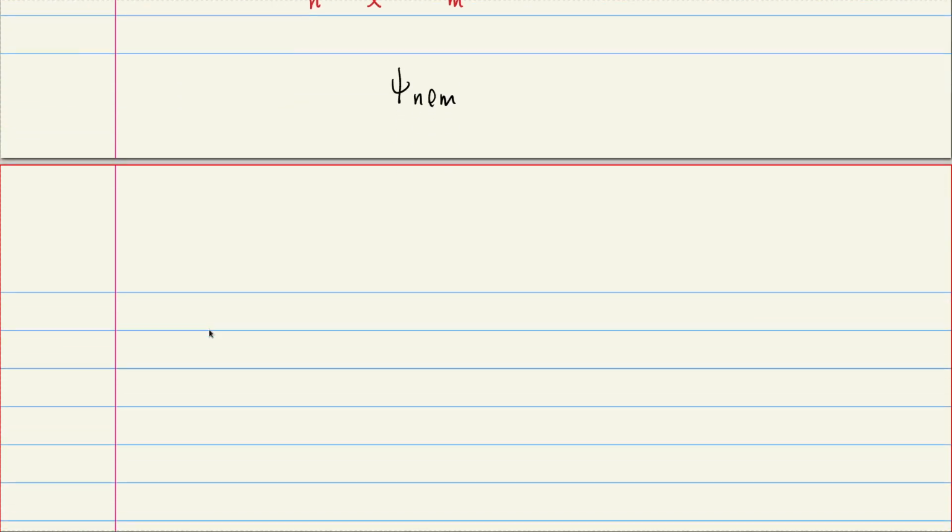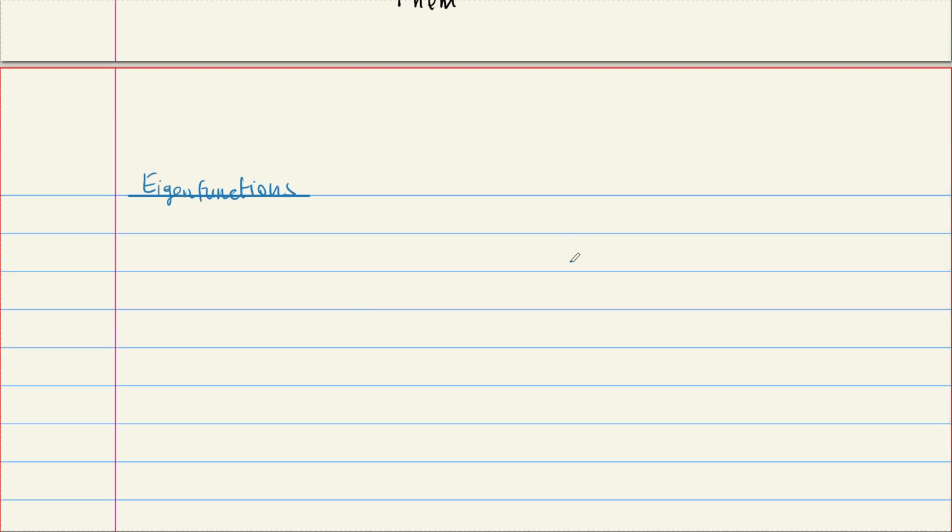Now let me talk about eigenfunctions. And so this is our coordinate system. Let's say this is my R.